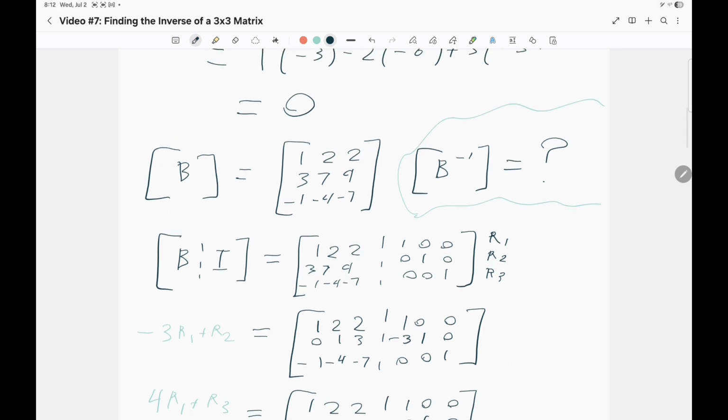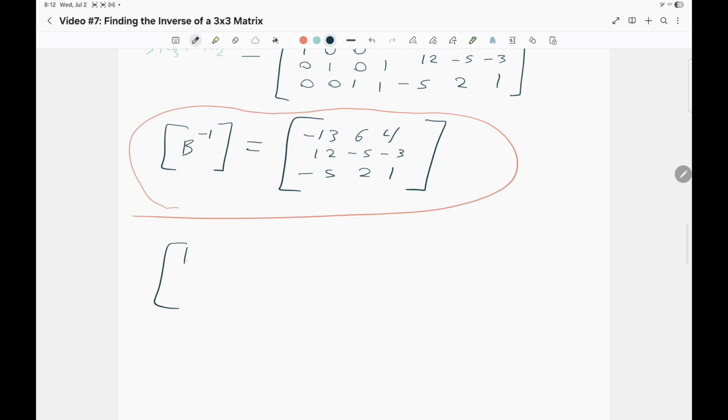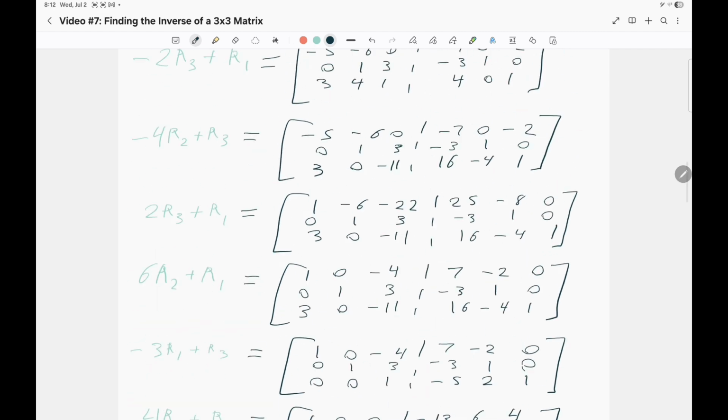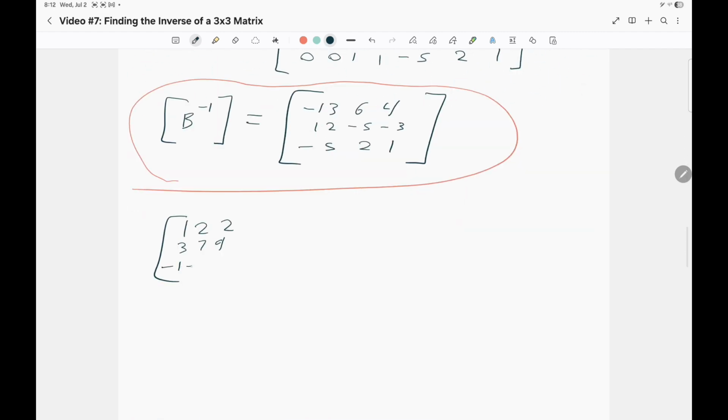1, 2, 2, 3, 7, 9, -1, -4, -7. Multiply that by our inverse matrix, and I am praying that we will get the identity matrix after we do this simple matrix multiplication. So we're going to get another 3 by 3 matrix.